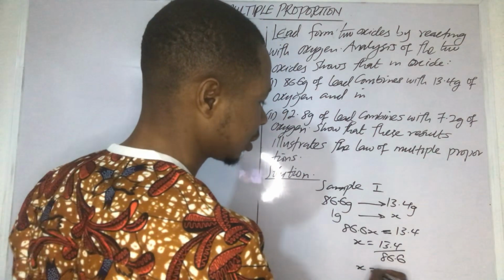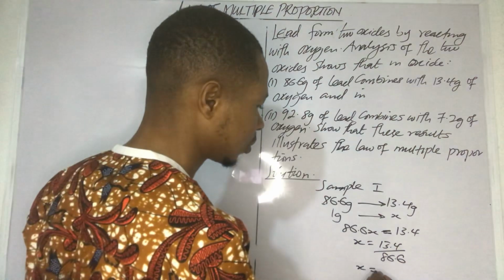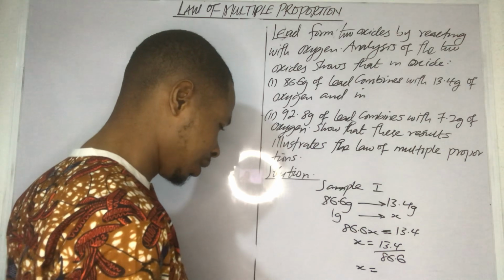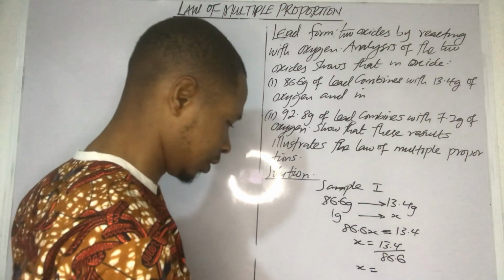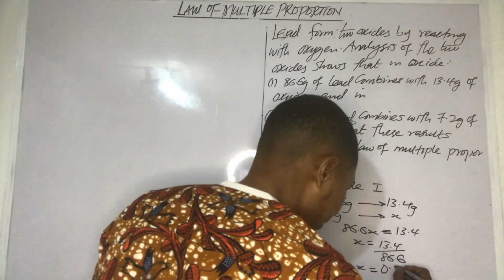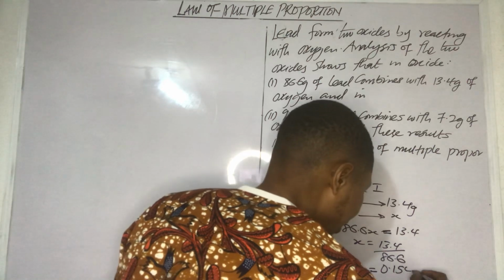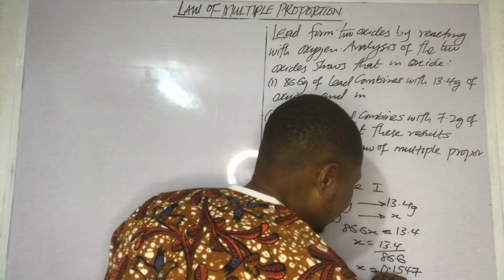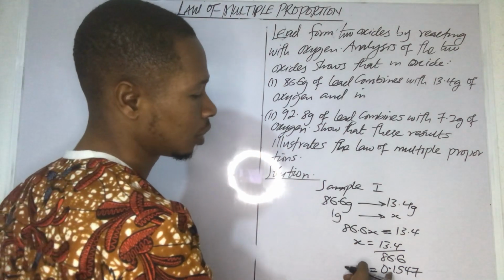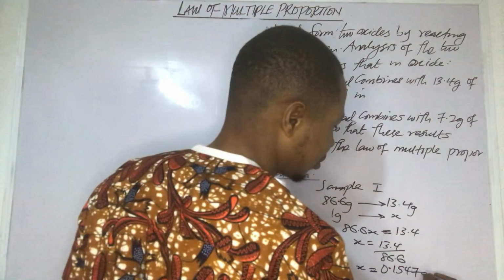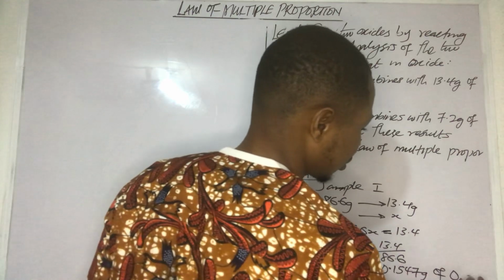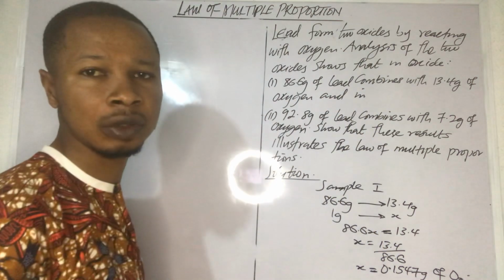Then x will be equal to 13.4 divided by 86.6. That is 0.1547. That means 1 gram of lead will combine with 0.1547 gram of oxygen, O2.